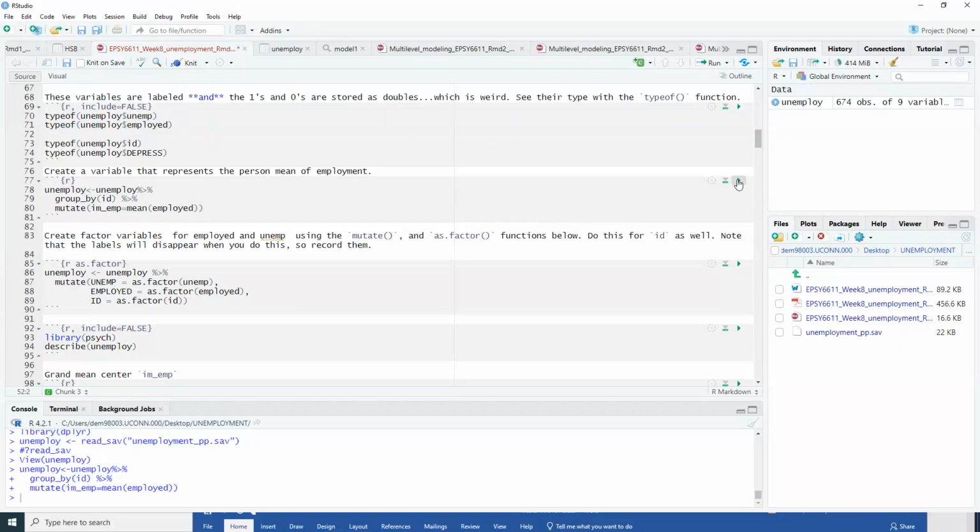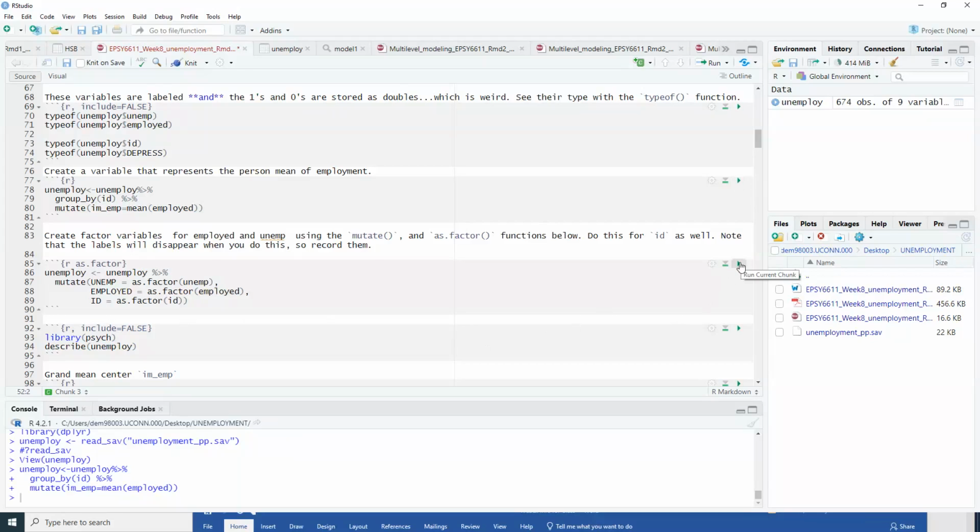If I create a person mean variable for the employment variable, what's the range of the variable going to be, and what's it going to look like? What's the lowest score it could be? 0. What's the highest score it could be? 1. Right. And then what's it really giving me? The proportion of waves at which this person was employed, right? So theoretically, I could do that, though we're not going to actually use that as a level 2 predictor, I don't think. And then I am going to create factor variables for employment and unemployment.